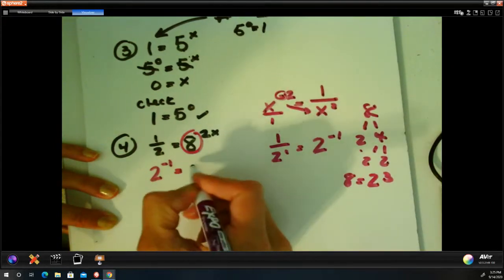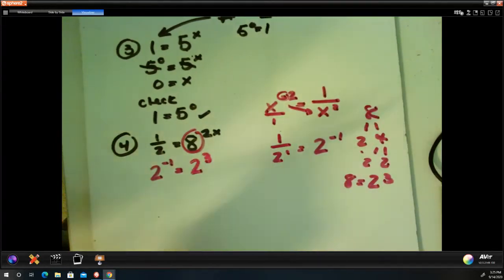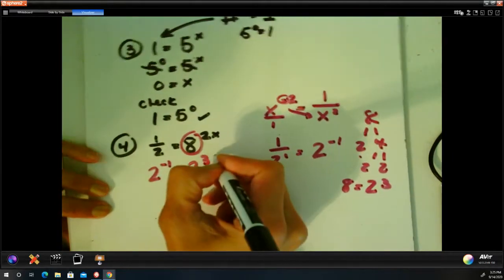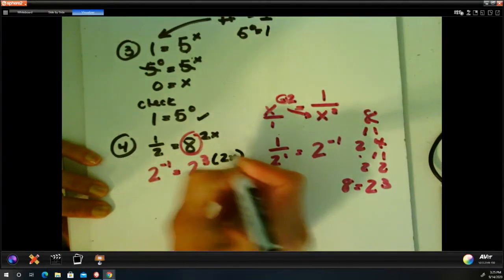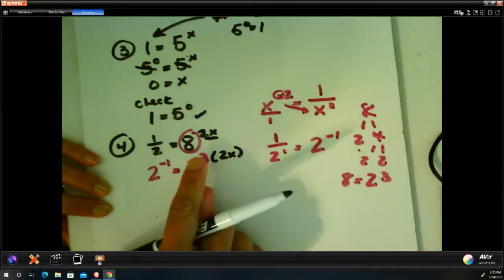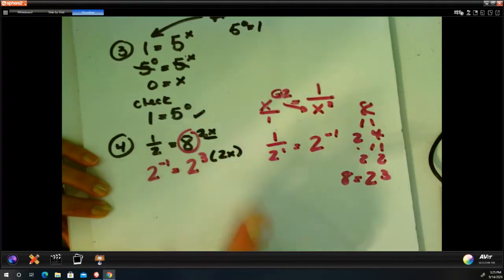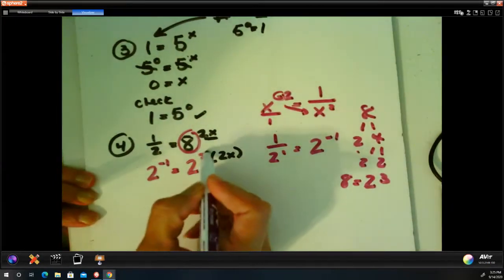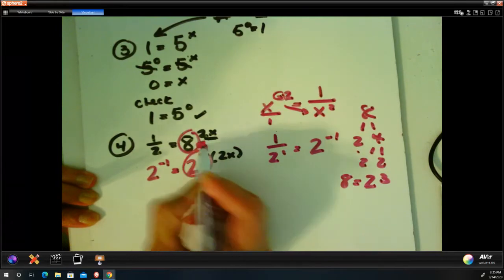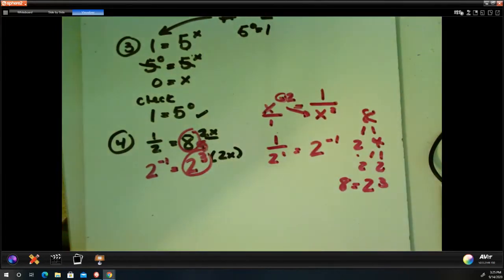So instead of 8 here, I'm going to put 2 cubed. And then I want to make sure, it's really important, you multiply everything over here. So this now says 3 times 2x. This 2 cubed is what went into the 8. The 2x just comes down.